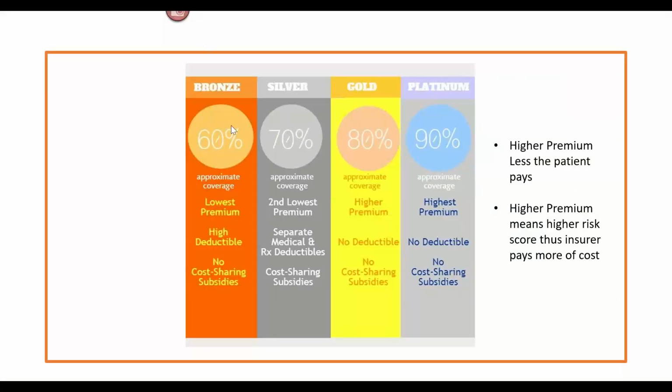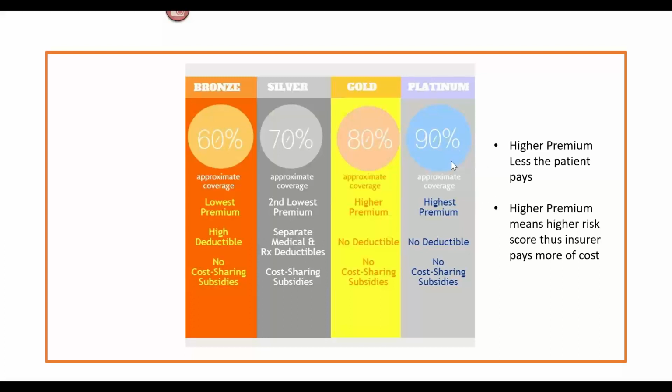And what does that mean? Well, there's 4 different plans they offer on the marketplace. Bronze, where you're going to have the lowest premium, but you're going to pay the highest deductible, and then platinum, where you're going to pay the highest premium and no deductible. So what that means is that HHS is going to assign a risk score different for each one of these.